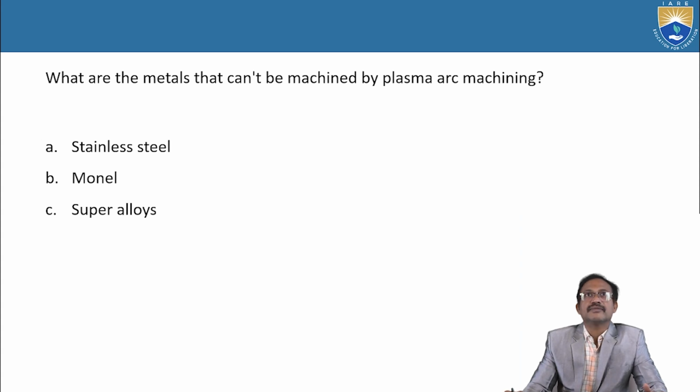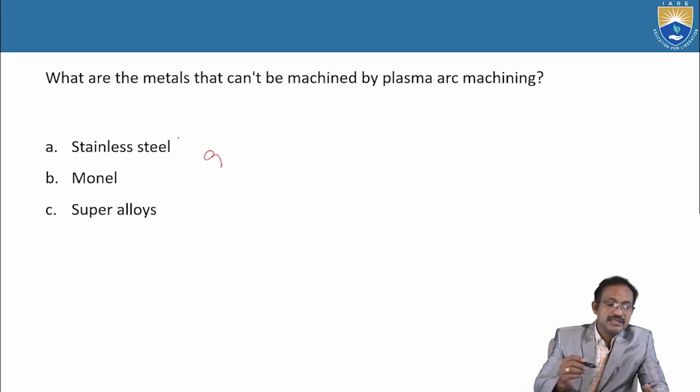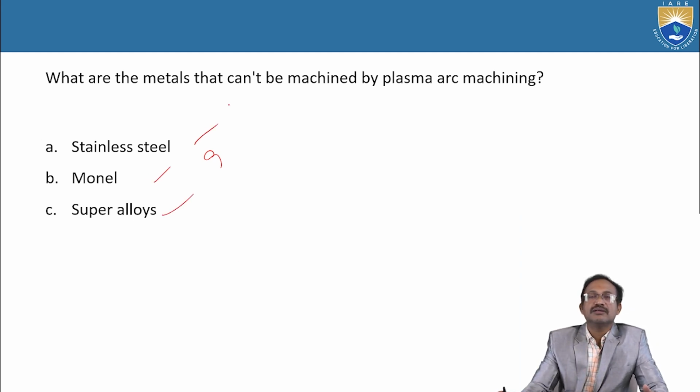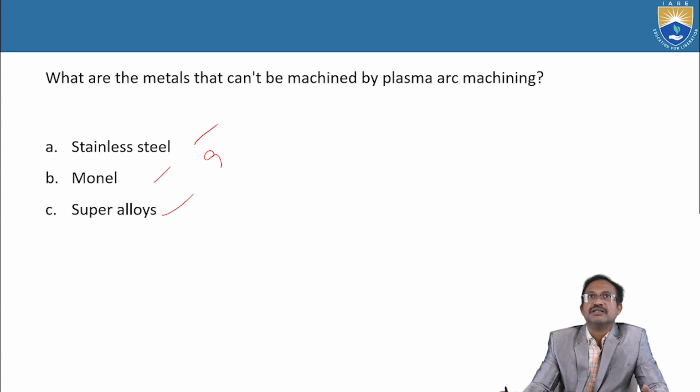What are the metals that can't be machined by plasma arc machining? Stainless steel, Monel, Hastelloy alloys. So these are the three materials that can't be machined by plasma arc machining.